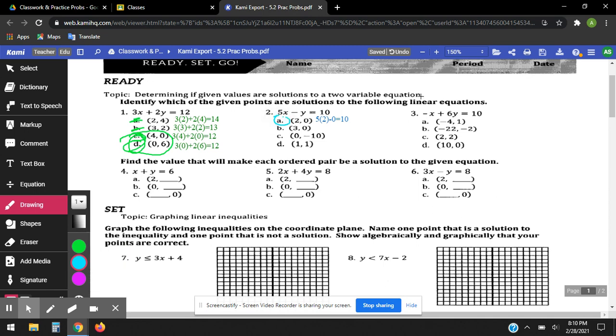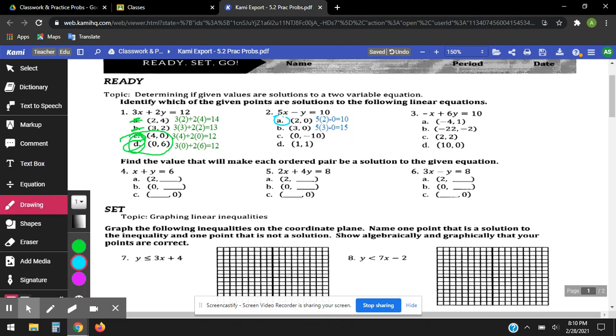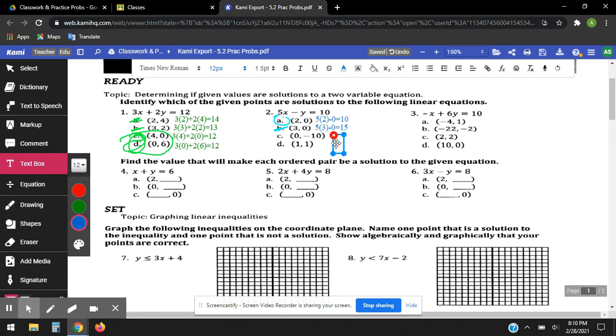Okay, next, let's type in 5 times 3 minus 0. Well, 5 times 2 minus 0 equals 10, and 5 times 3 is probably not. And we are right in that. That one is 15. So that one does not work. Cross him off.